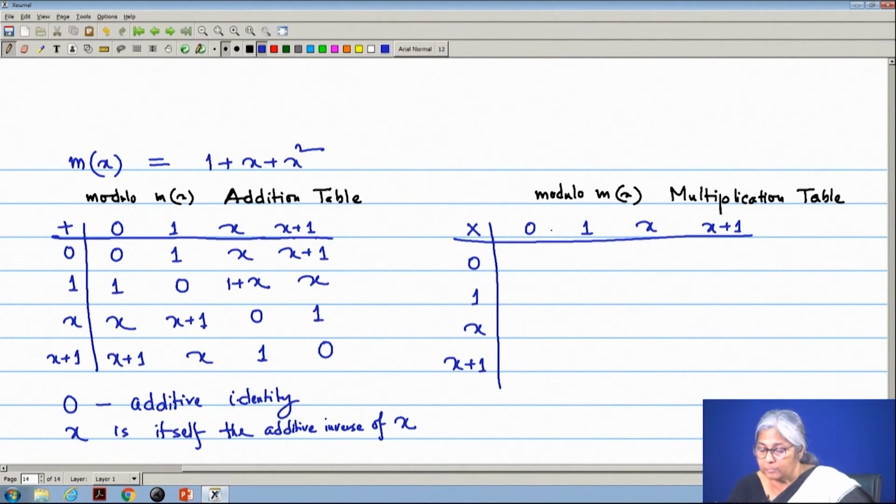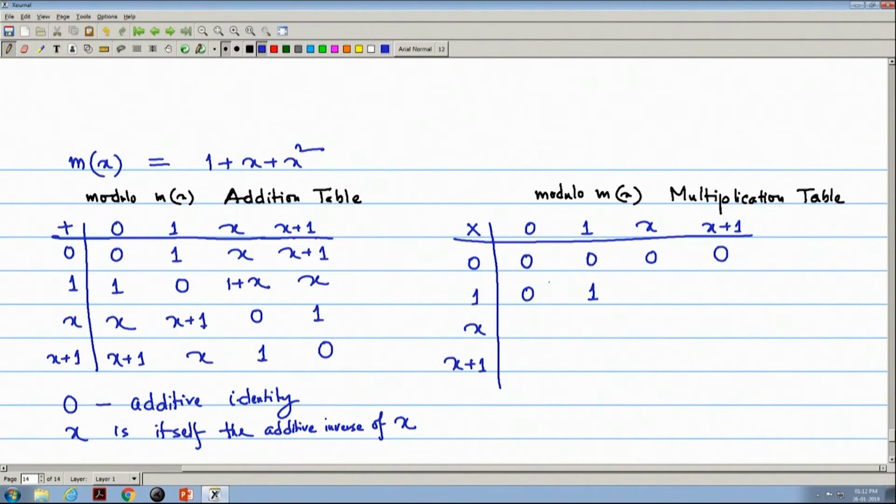So, 0, if I multiply the coefficients, it will be arithmetic modulo 2. So, it will be 0 only. 1, if I multiply, then the number itself. So, 1 into x is x, 1 into x plus 1 is x plus 1. Now, x into 0 will be 0, x into 1 is x. Now, x into x becomes x square.